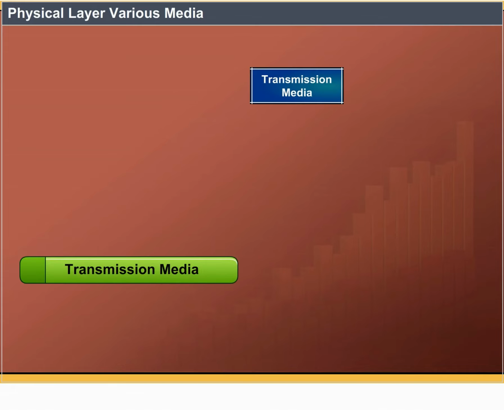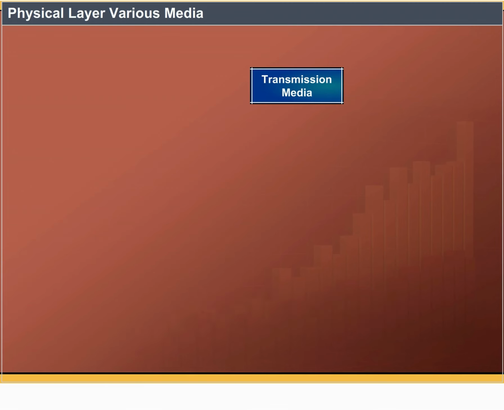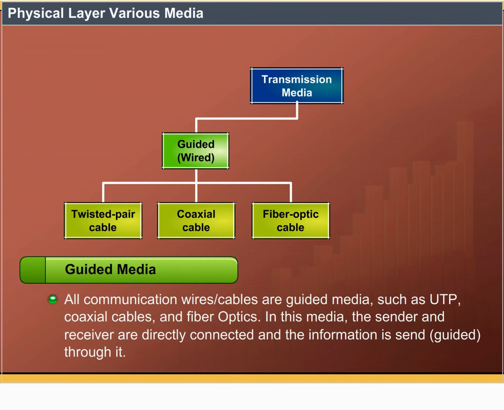Physical layer, various media. Transmission media. The media over which the information between two computer systems is sent is called transmission media. Transmission media comes in two forms. Guided media: all communication wires or cables are guided media, such as UTP, coaxial cables, and fiber optics. In this media, the sender and receiver are directly connected and the information is sent or guided through it.